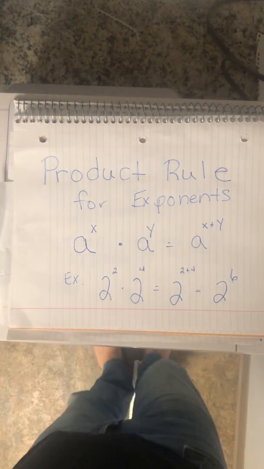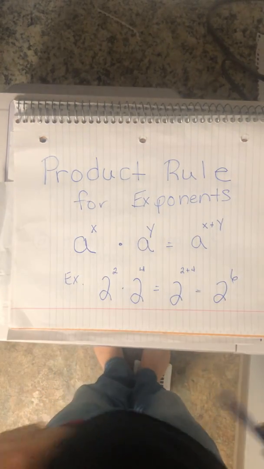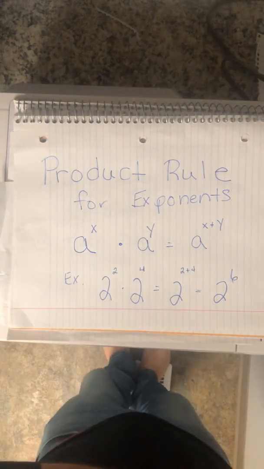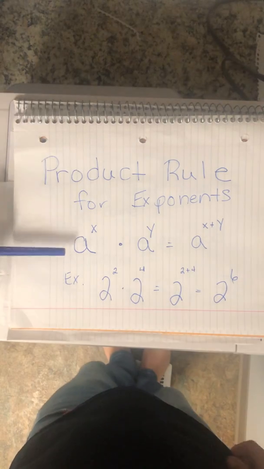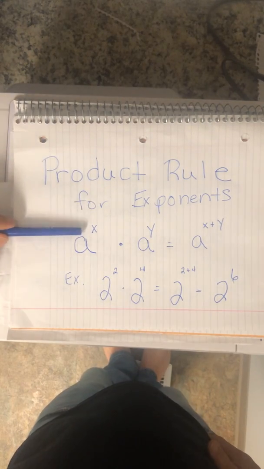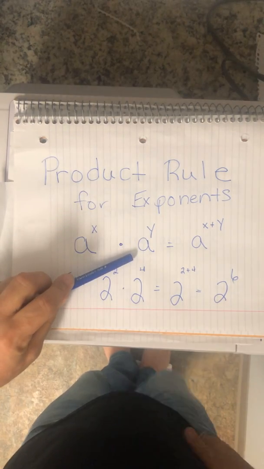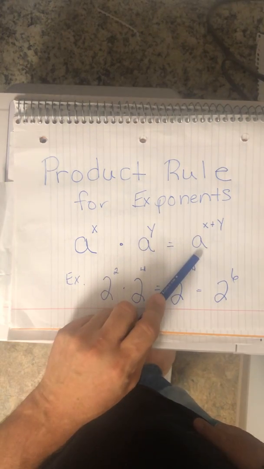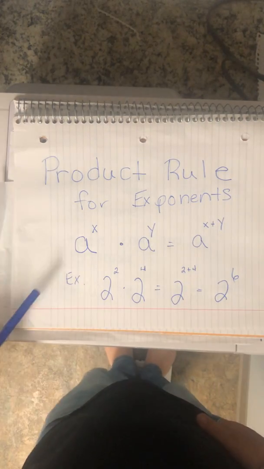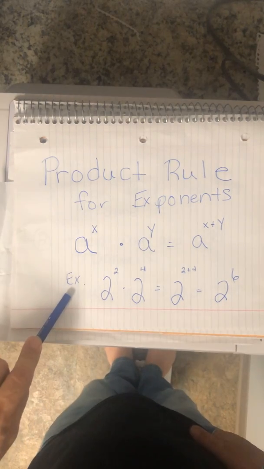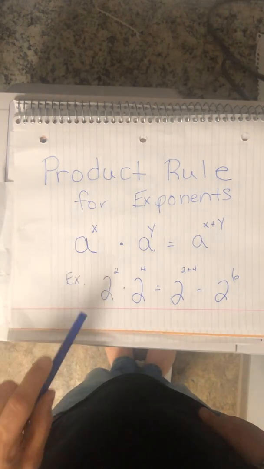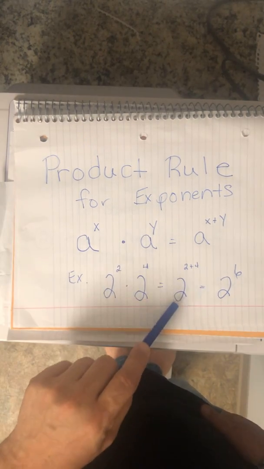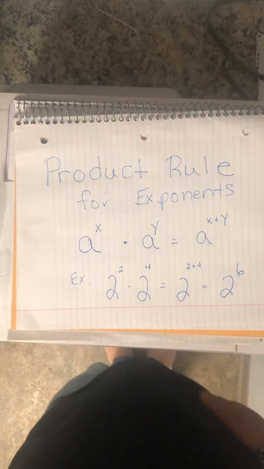But this is the product rule for exponents, or some people call it the multiplication law. The product rule for exponents says that if you have a to the x times a to the y, to simplify that and make it easier, that is the same as saying a to the x plus y. A quick example: 2 to the second power times 2 to the fourth power is the same as 2 to the 2 plus 4, which is 2 to the sixth power.